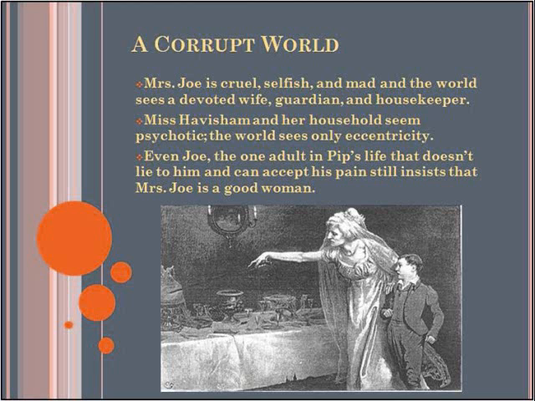Mrs. Joe is cruel, selfish, and mad, and the world sees a devoted wife, guardian, and housekeeper. Miss Havisham and her household seem psychotic. The world sees only eccentricity. Even Joe, the one adult in Pip's life that doesn't lie to him and can accept his pain, still insists that Mrs. Joe is a good woman. As Rawlins says, the child sees truly. Adults have learned to see falsely.